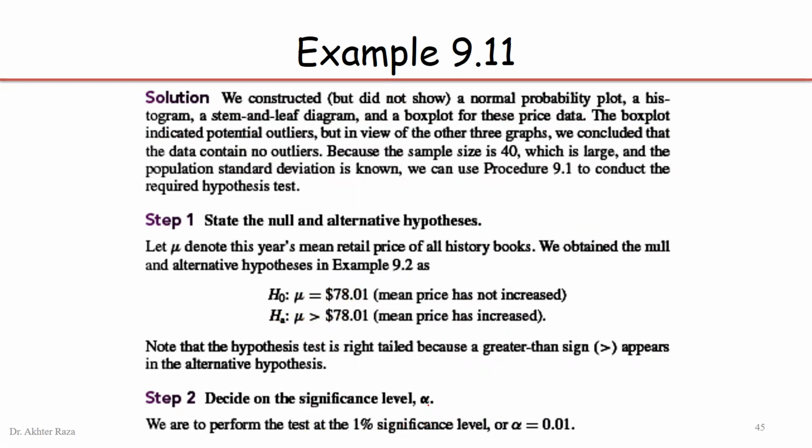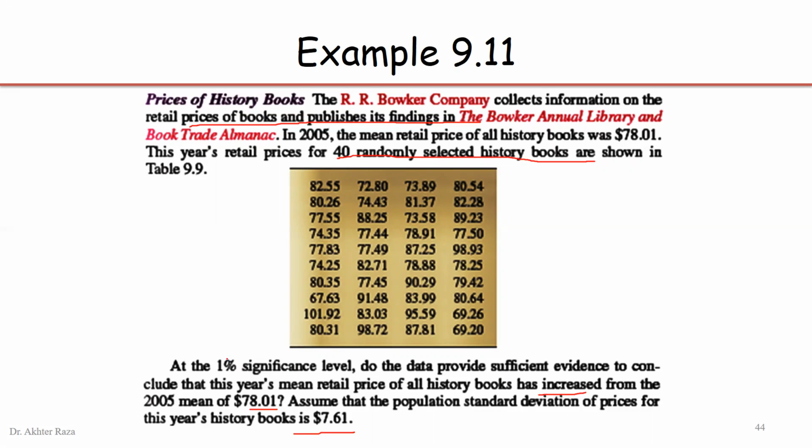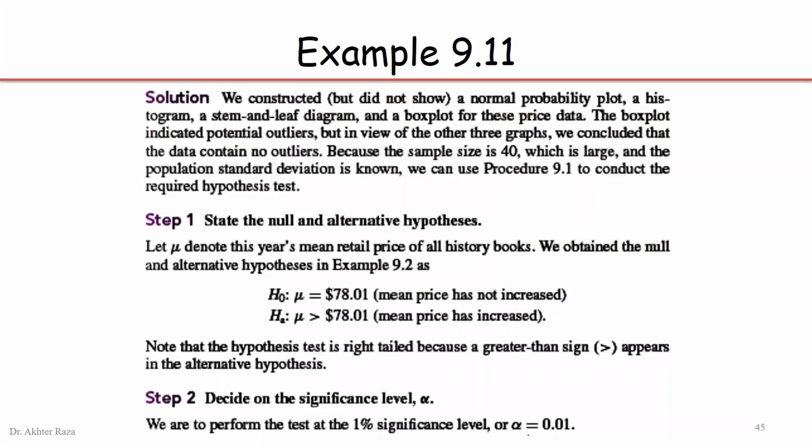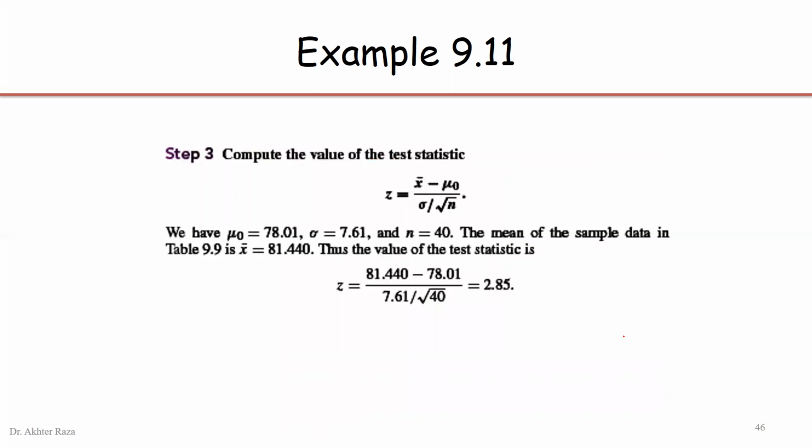We have to decide the level of significance. It is given in the problem as 1%. The 1% means what? The value of alpha is 0.01. We have to calculate the Z statistics because sigma is known. The sample mean is 81.4, the population mean is 78.01, and this is the value of the Z statistics. Now the Z statistics is computed.